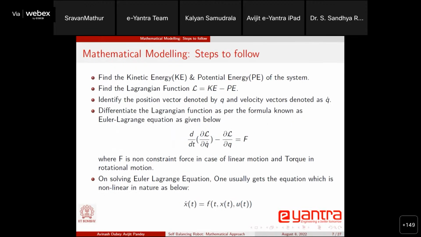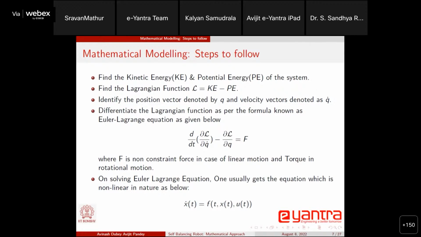So what are the various steps to follow? First, this is one of the ways. This is known as Lagrangian mechanics, where you bring in the energy picture of the system to model your system. So how do you do it? You first find the kinetic energy and potential energy of the system. Then you find a function known as the Lagrangian function, which is the difference of kinetic and potential energy. Then you determine the states of the system.